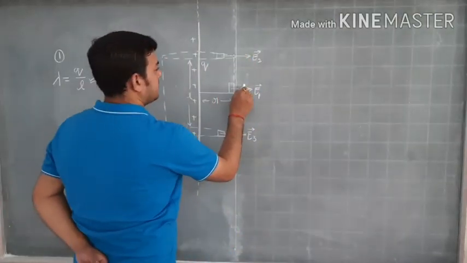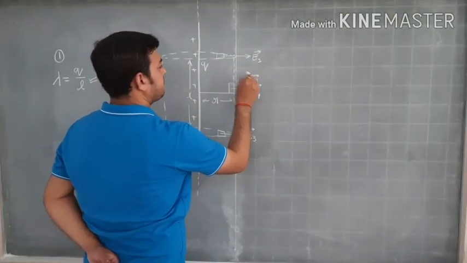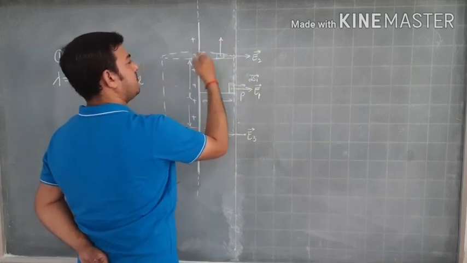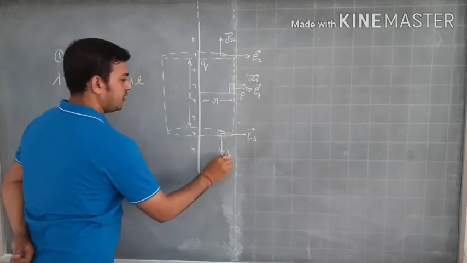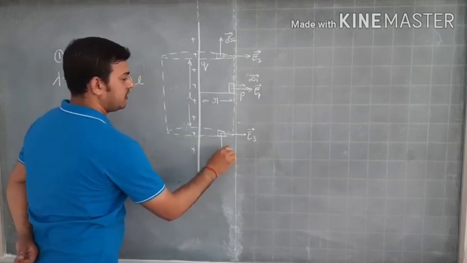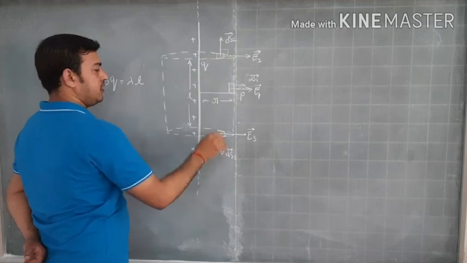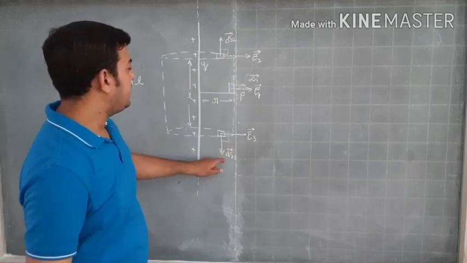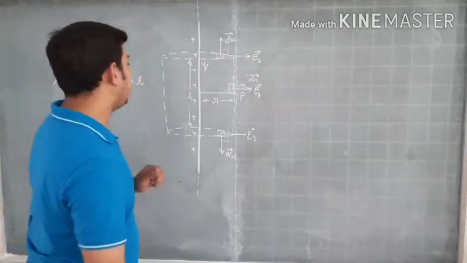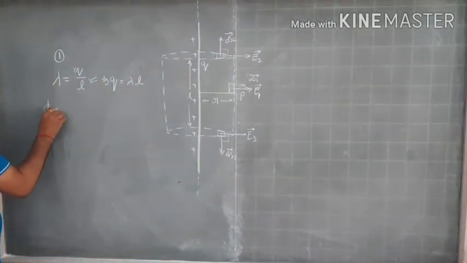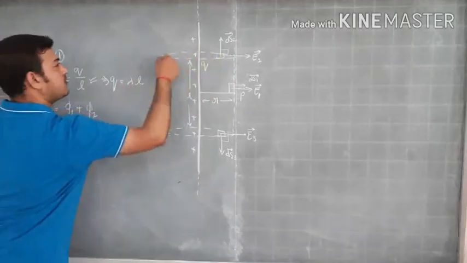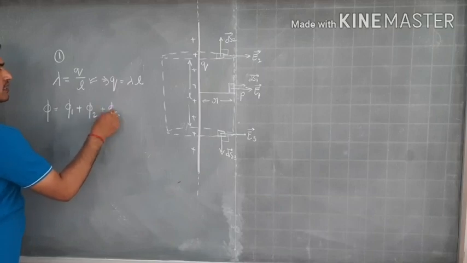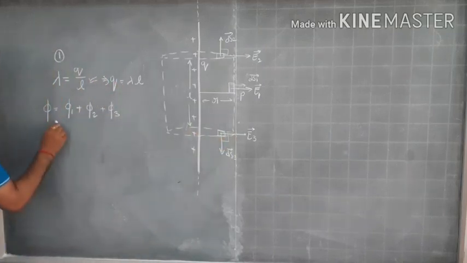Now, to calculate the electric flux, we need the area vector. For that surface, the area vector is ds1 vector. For this, the area vector will always be normal to the surface, this is ds2, and here it will be ds3. And it is very important here that the angle between E and ds here is 90 degrees. So if I want to calculate the total flux, it will be the flux associated with this surface, the flux associated with the top circular surface, and the flux associated with the bottom circular surface.